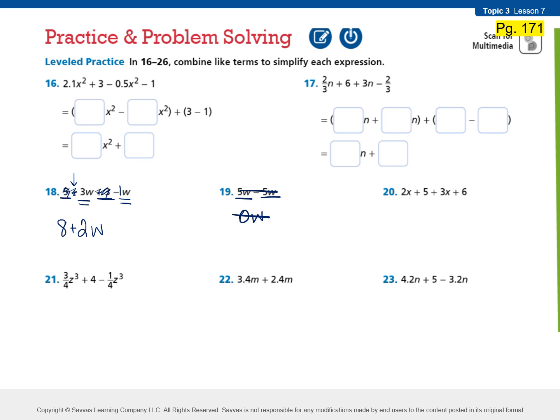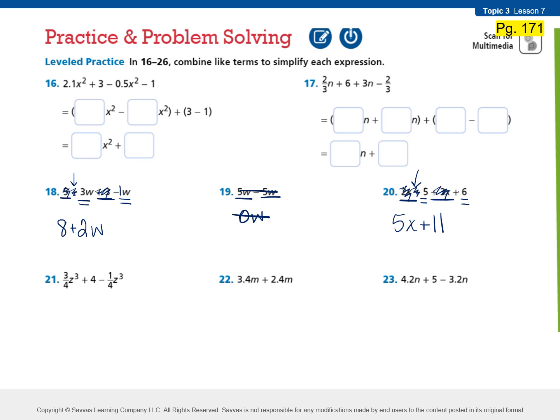Number 20. You have a 2x plus a 3x, and then you have a 5 and a 6 that are also like terms. So 2x plus 3x will make 5x. Get rid of those. Drop your plus sign because it's the next operation. And then you have 5 plus 6 left over, which makes 11.